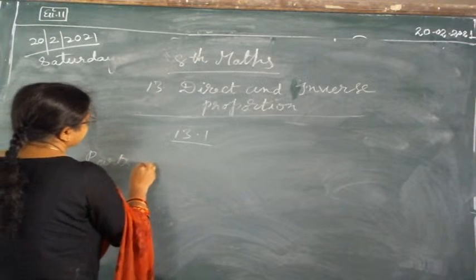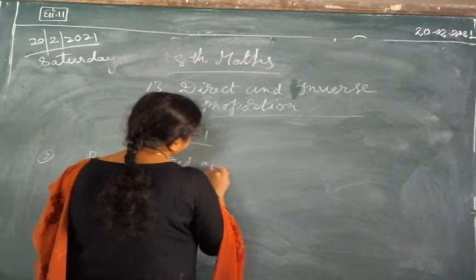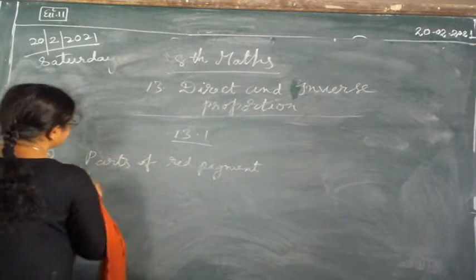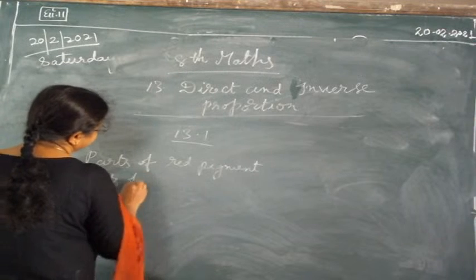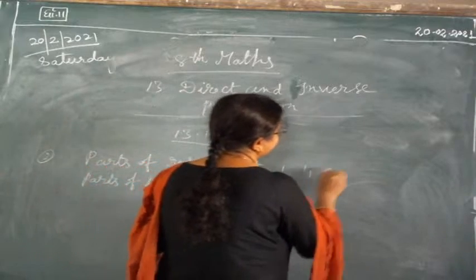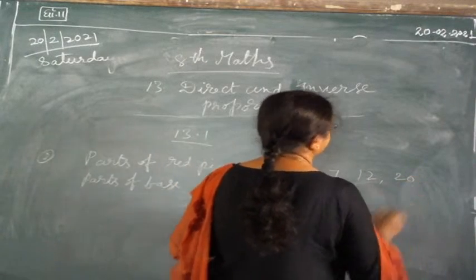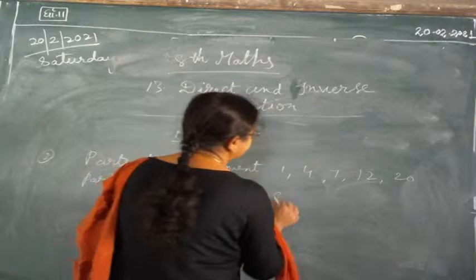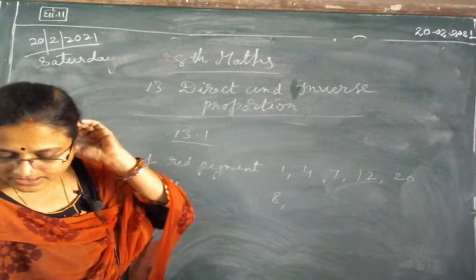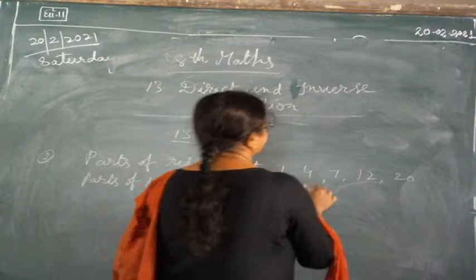Here parts of red pigment, and here parts of base. Red pigment parts are 1, 4, 7, 12 and 20 given here. So for 1 part, the base is 8. In the following table, find the parts of the base that need to be added. For 1 part it is 8, for 4 parts how much?